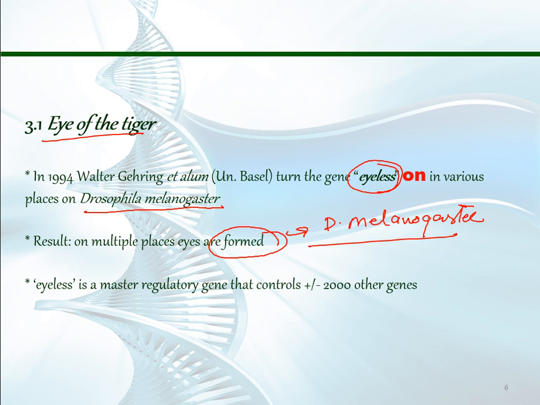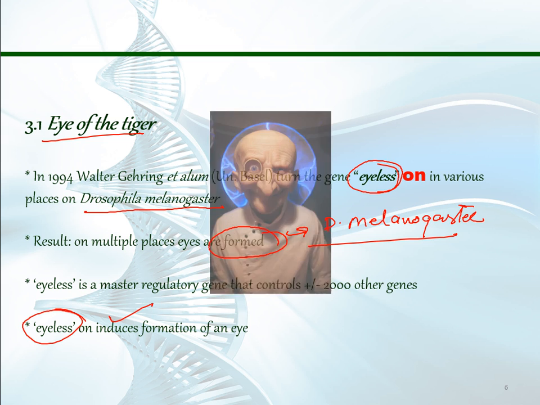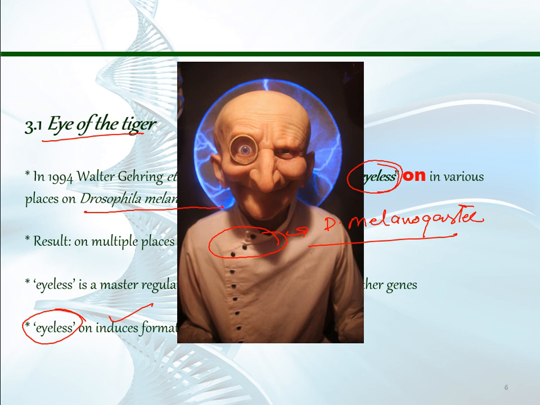Eyeless is a master regulatory gene that controls plus minus 2000 other genes for the formation of the eye. Eyeless induces formation of an eye. If the eyeless gene is going to be on, that induces formation of an eye. So it is a very good picture. It shows that this is the eye and it expresses anywhere. This eye can express in the nose, in this cheek, and the head also.